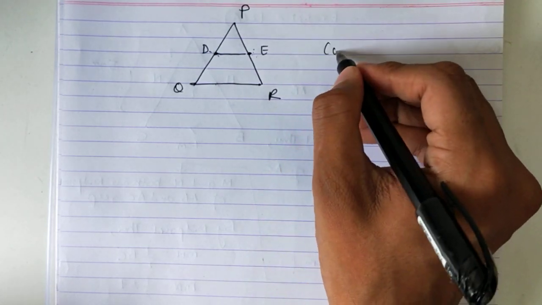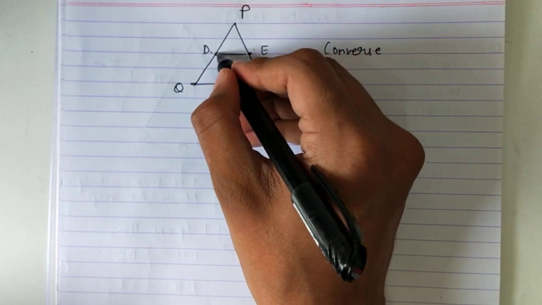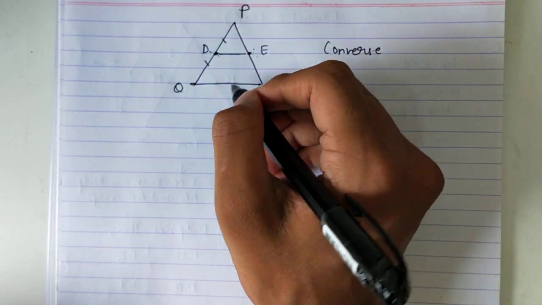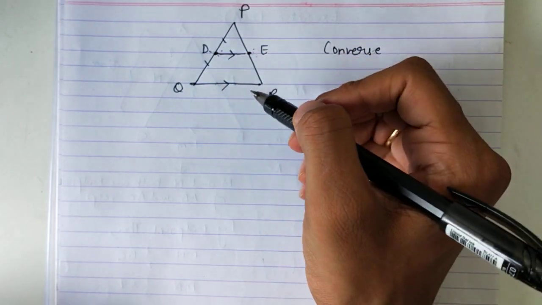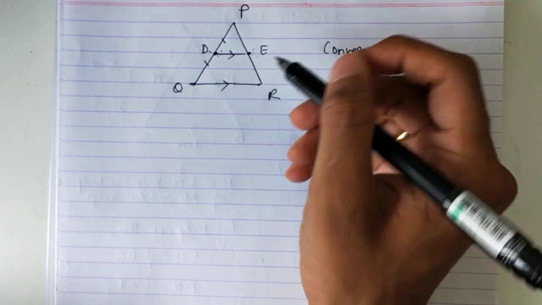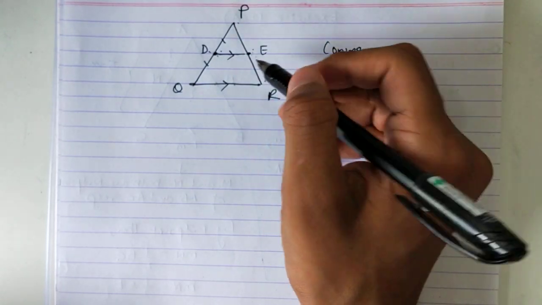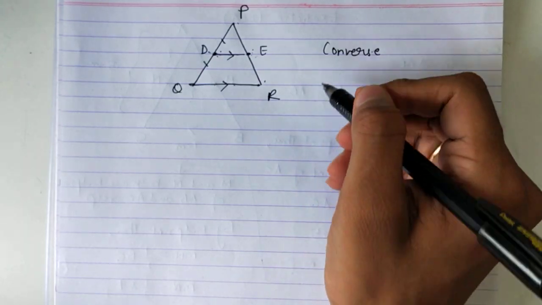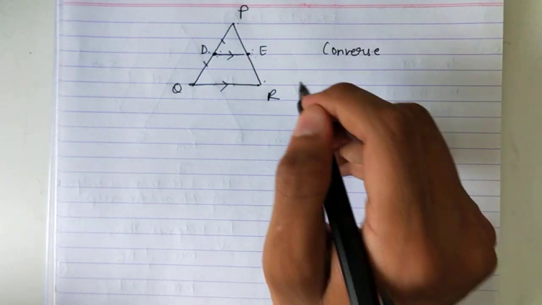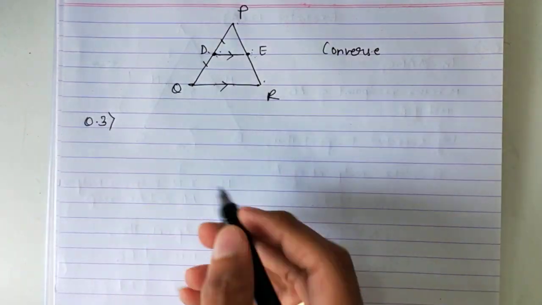And what is the converse of the midpoint theorem? Converse means they have told you that D is the midpoint of PQ and DE is parallel to QR. Both pieces of information are given to you. So you can conclude that E will also be the midpoint of PR. So this was the midpoint theorem and the converse midpoint theorem. If you have forgotten, just turn your pages and revise that first. I'll start with question number 3 now.